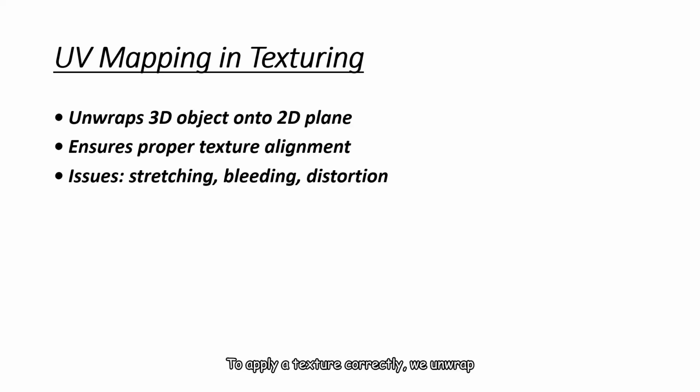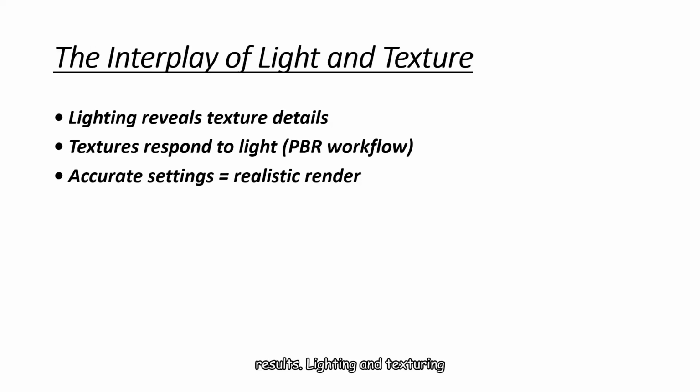To apply a texture correctly, we unwrap our 3D object into a 2D plane, a process called UV mapping. This ensures our textures align properly, but if not handled carefully, it can lead to stretching or bleeding issues. Accurate UV mapping is essential for professional results.